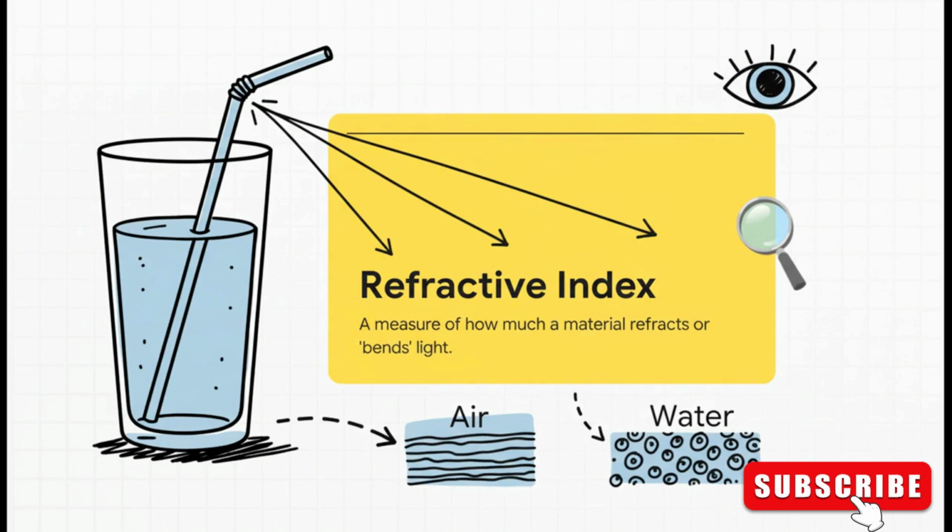Now, you've definitely seen this in action before. Think about a straw and a glass of water. See how it looks bent? That's because water has a different refractive index than air, so it actually bends the light that's traveling from the straw to your eye. And this ability to bend light, that's everything.